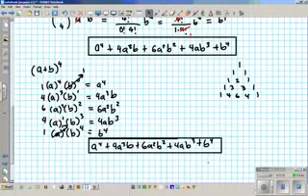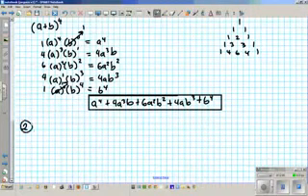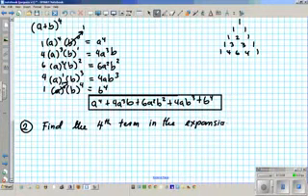Alright, welcome back, students. Now let's take a look at another example. Number 2. In this case, we're going to find specific terms. So for this one, we're going to find the fourth term in the expansion of 2x minus y. Oh wait, let's do 2x minus y to the 19th.